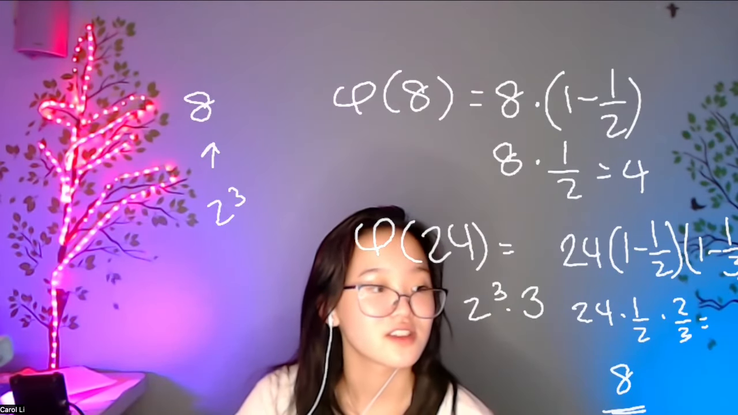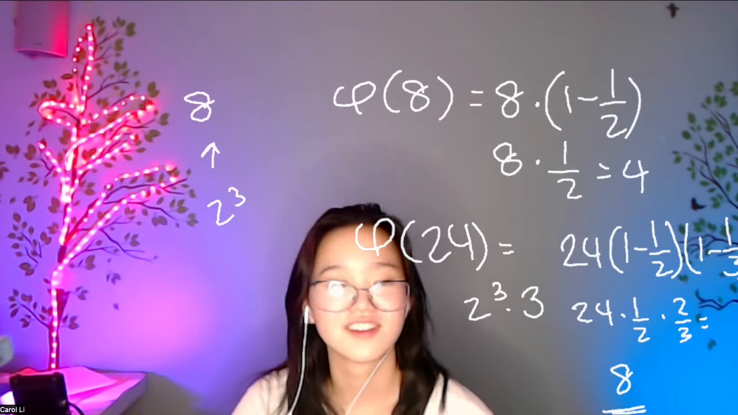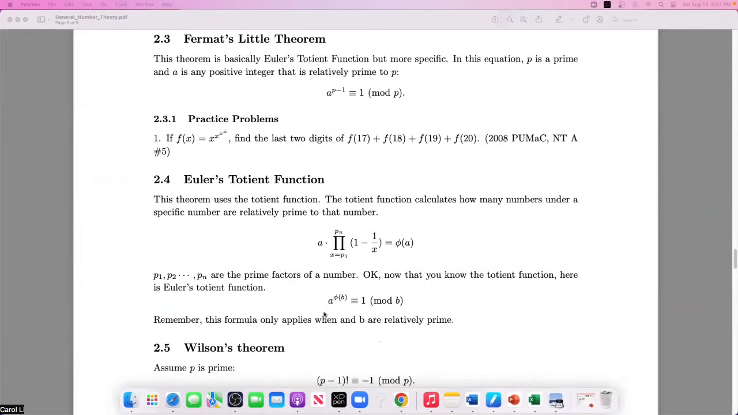And I think that's it. Okay, thank you, Carol, for the amazing phi function explanation. I'm going to explain more in depth what this is. The pi is meant to represent all the primes. So it's 1 minus 1 over the first prime, times 1 minus 1 over the second prime, and so on, and then you multiply all of that by the integer itself, and you'll get phi of n.